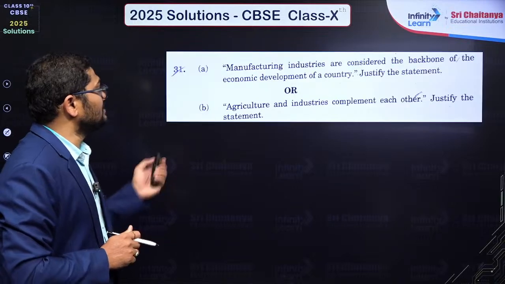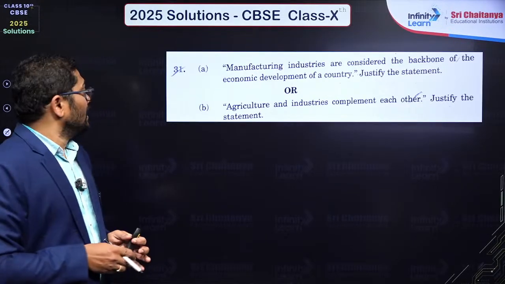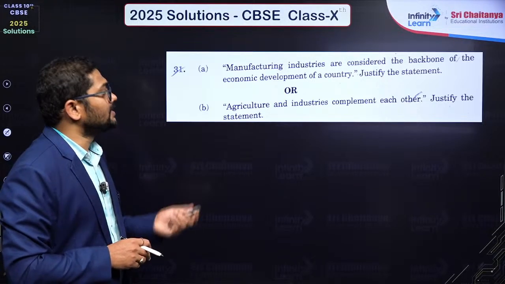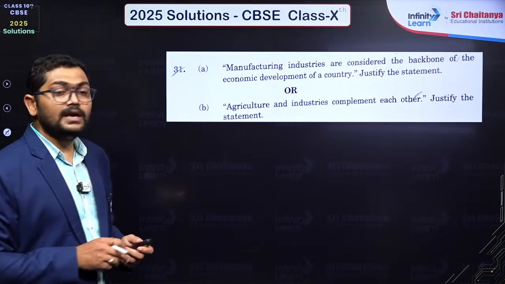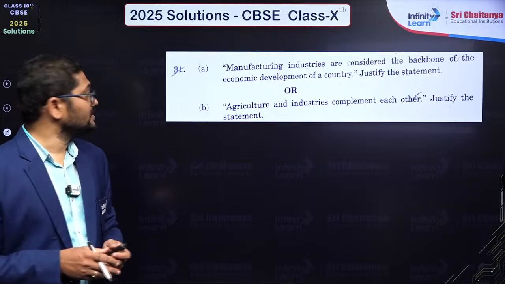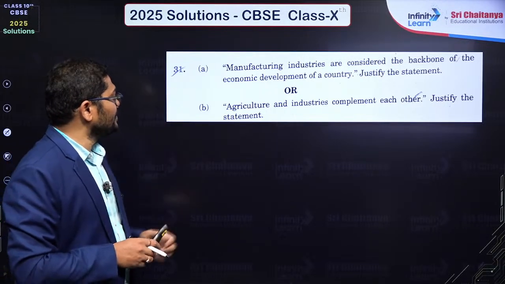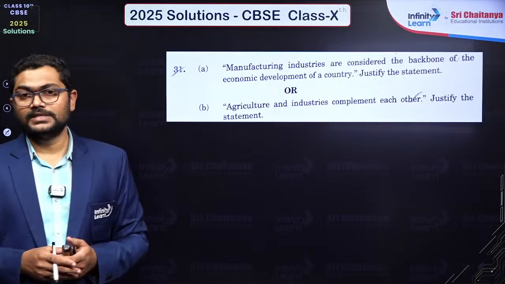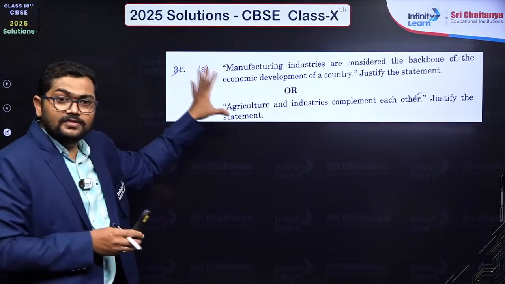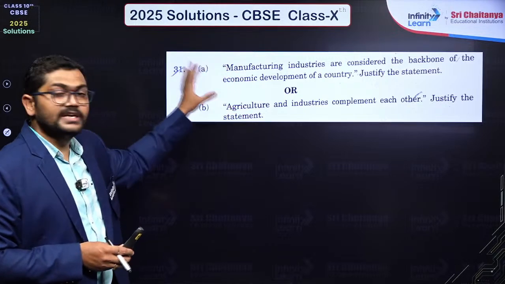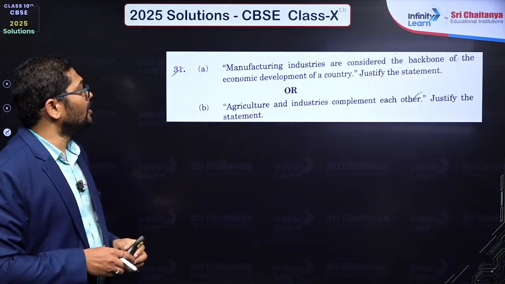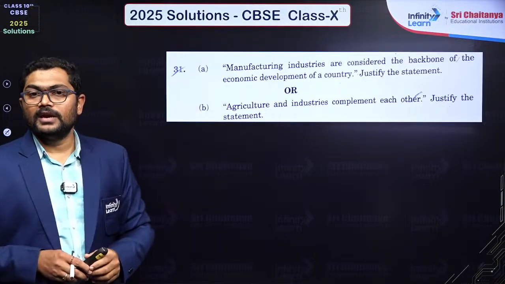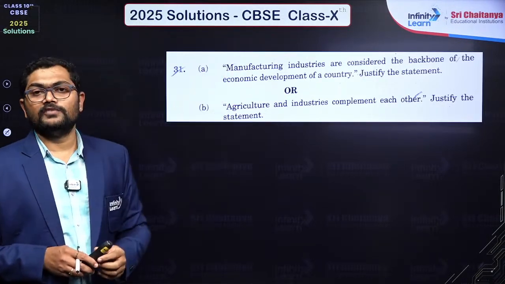Next one, question number 31. Manufacturing industries are considered the backbone of the economic development of a country. Justify the statement. Next, 31B: agriculture and industries complement each other. Justify the statement. These two are repeated questions from manufacturing industries. The first question is talking about why the manufacturing sector is considered the backbone of economic development, why it is very important for the economic development of a country.